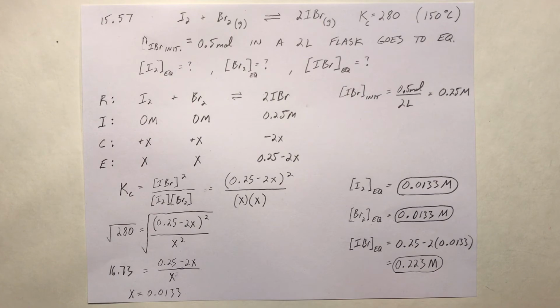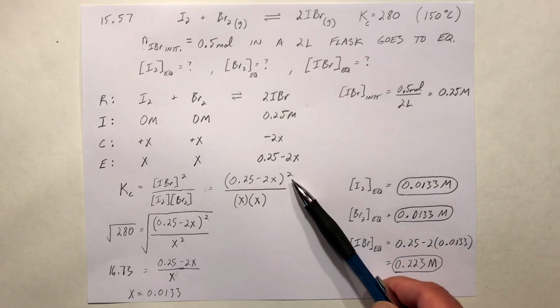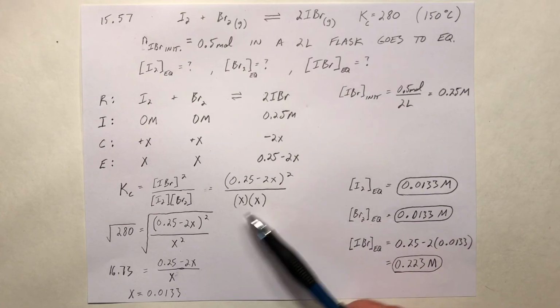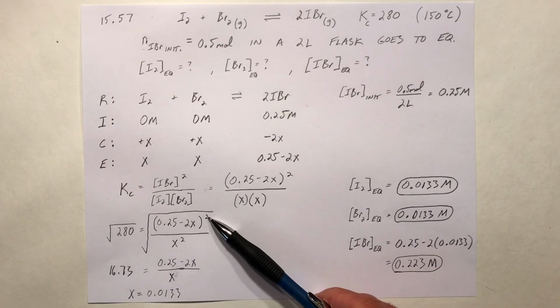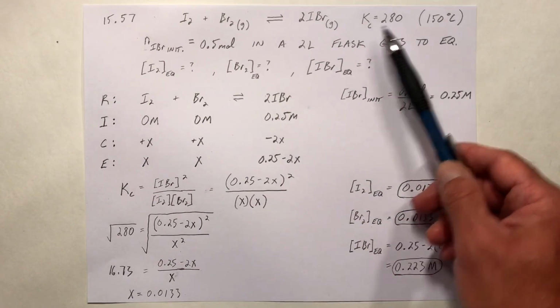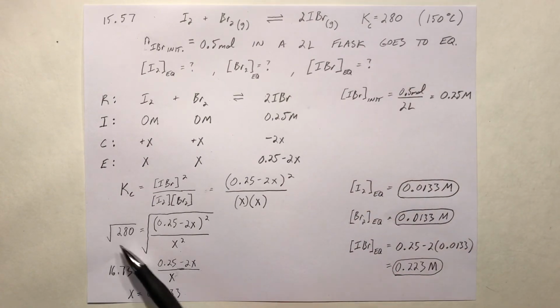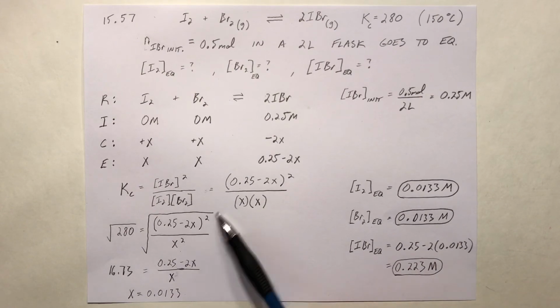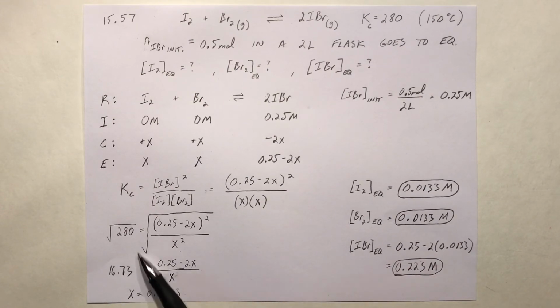Actually, I guess the first thing we're going to do is simplify it. We have a squared value here, and x times x is x squared. So we have a squared value over a squared value. To get rid of that square, we can just do a square root of both sides. So we plug in 280 for the Kc value, do a square root of both sides, that'll get rid of these two squares. And we get that the square root of 280 is 16.73.